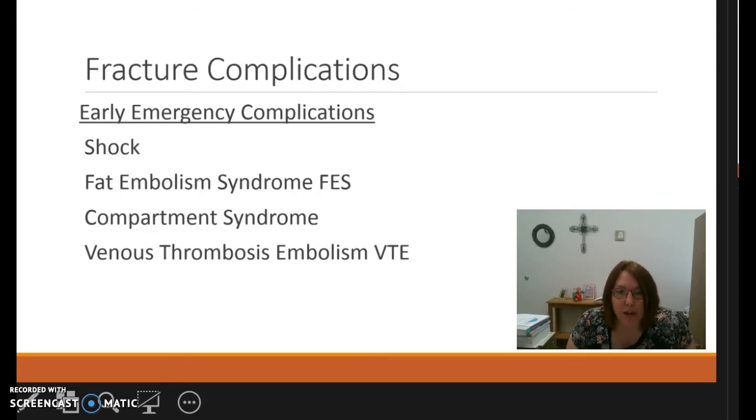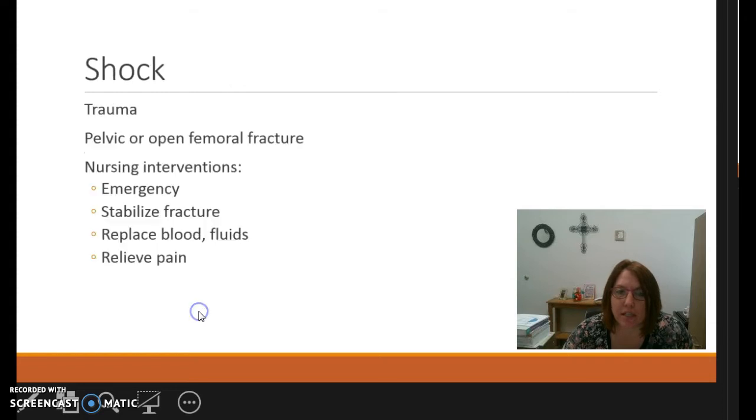So we have certain fracture complications that we need to be aware of. The first one is shock. Then we have fat embolism syndrome, compartment syndrome, and venous thromboembolism, otherwise termed a VTE.